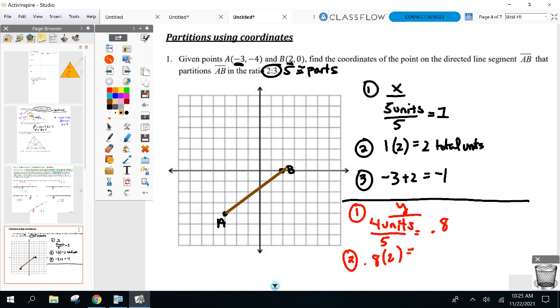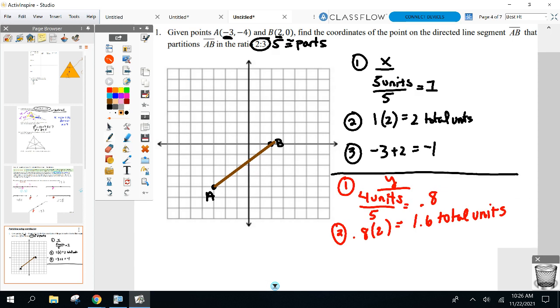So how many total units do I need to travel? 1.6 total units. From what starting point again? Where did I start now on the y-axis at A? Point A, what's the y coordinate? -4. So I need to go -4 plus 1.6 units. And that'll leave me where? -2.4.